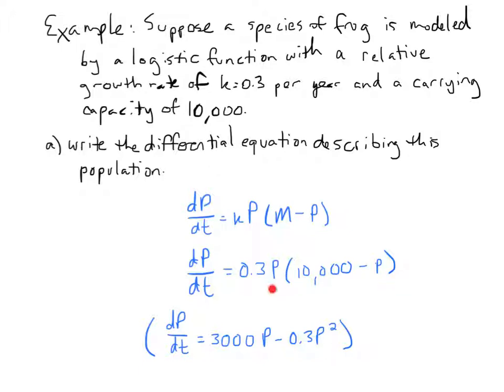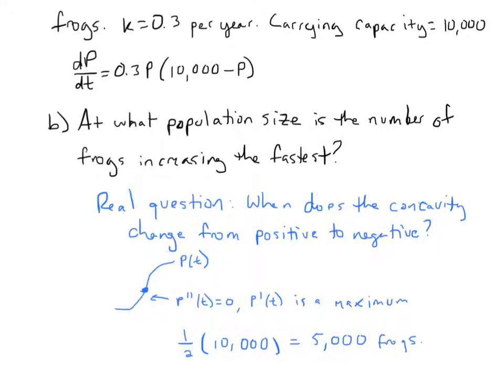Population size is what the differential equation depends on, so that just stays P. And then our max population, or our carrying capacity, was 10,000, so that goes here. You can leave it like this, or you could also distribute it so that you've got this equation down here. Either one of those is fine. So we still have the same situation. Frogs, k is 0.3, carrying capacity is 10,000, so the dP/dt we just found is right here.